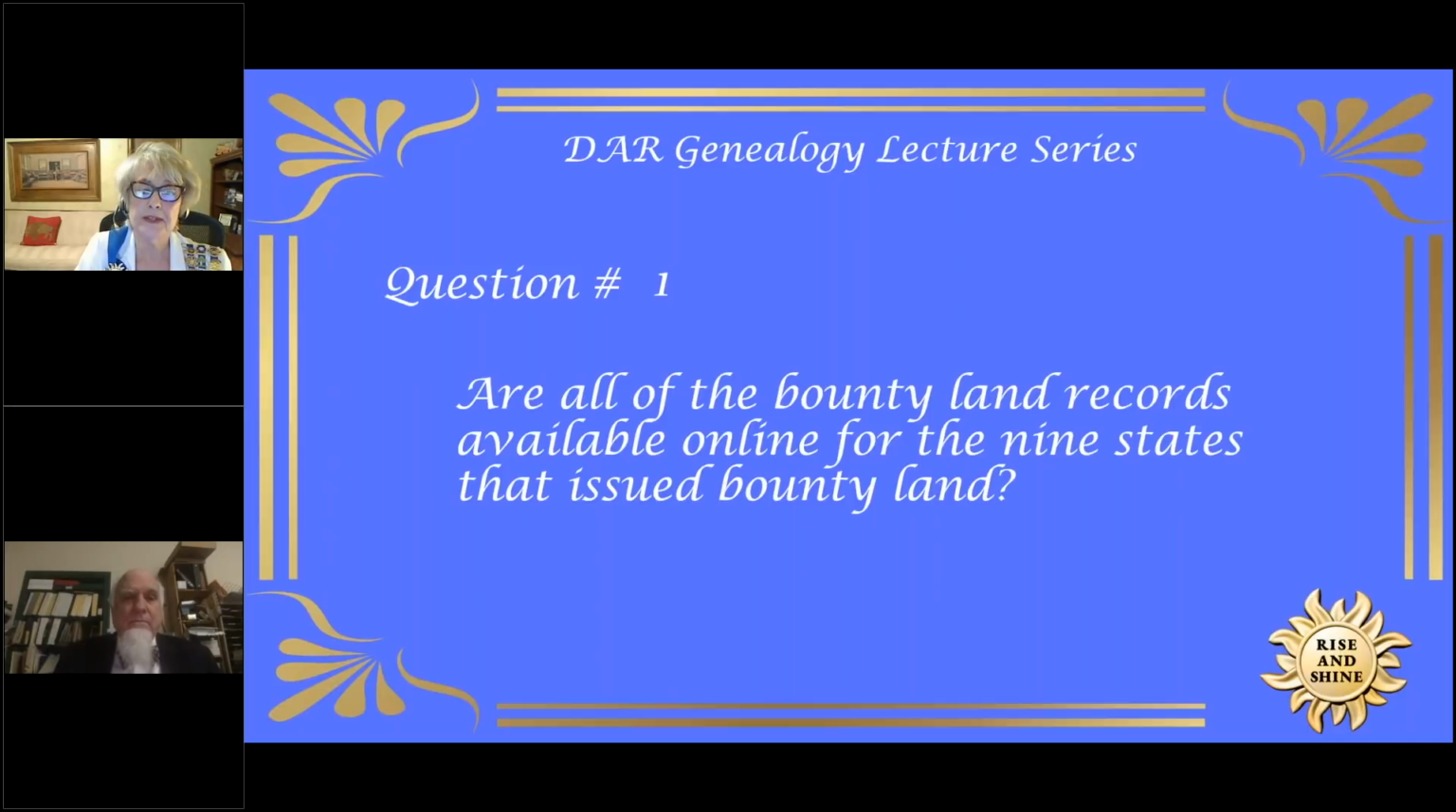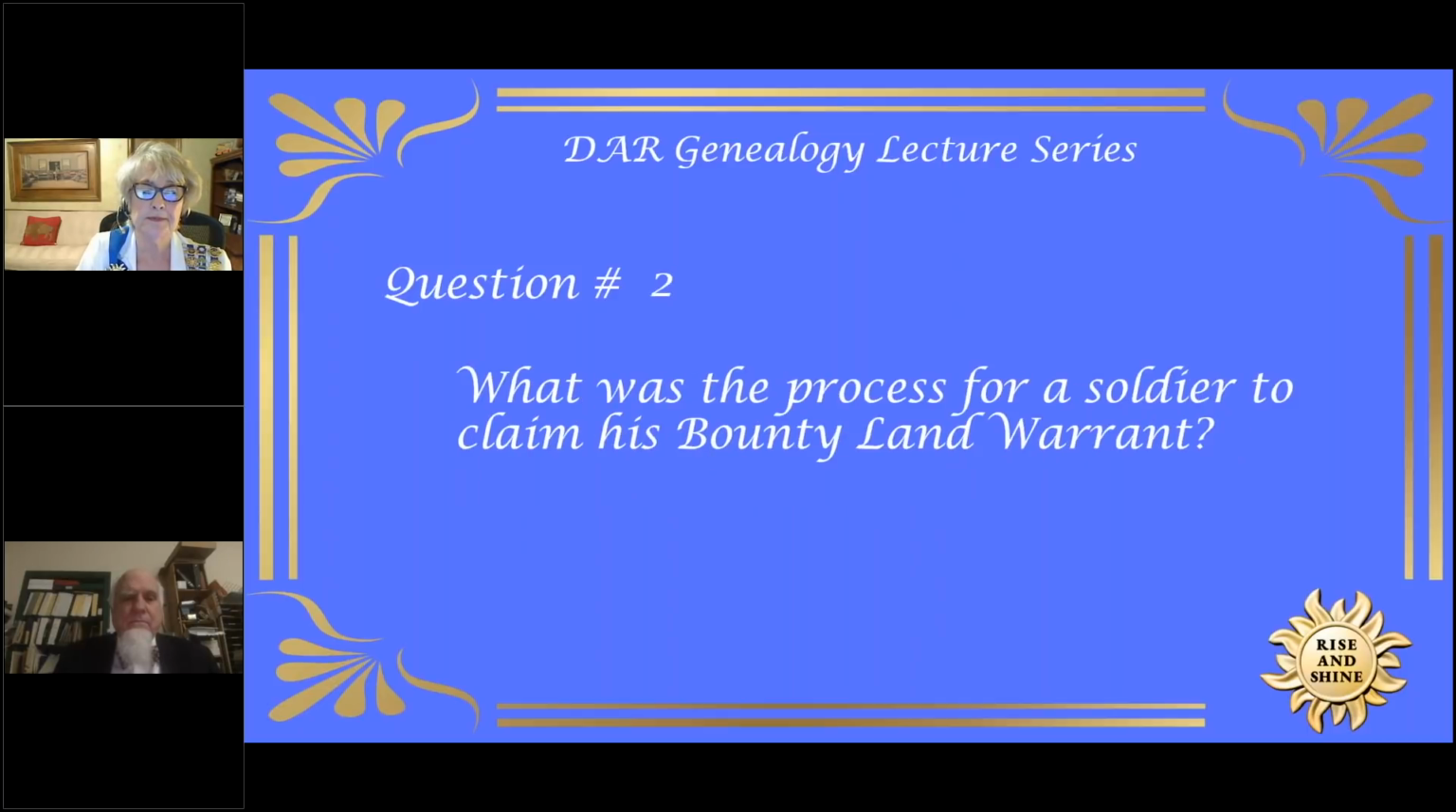All right, question number 2: what was the process for a soldier to claim his bounty land warrant? Well, he went into court and proved that he had service, and then he submitted it to the government, to a land office, and then the land office issued a survey, and it ended up with the land.